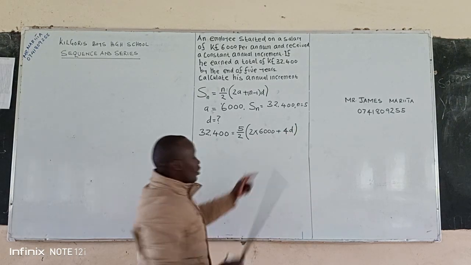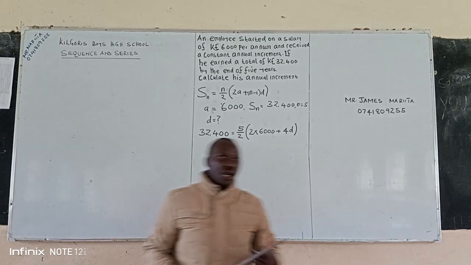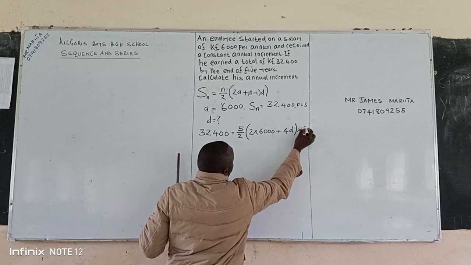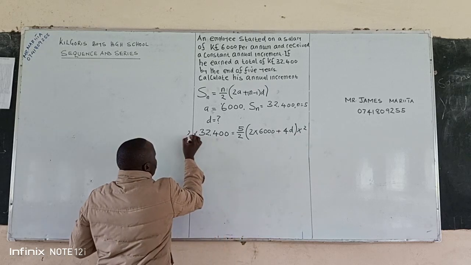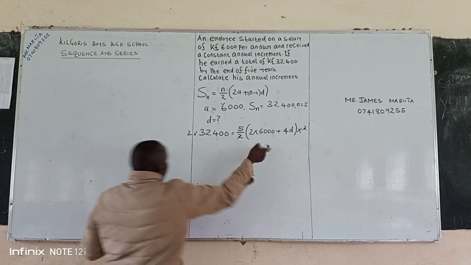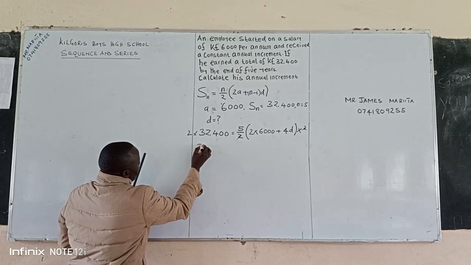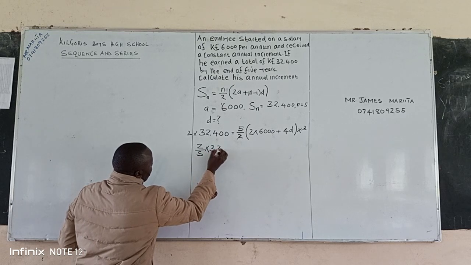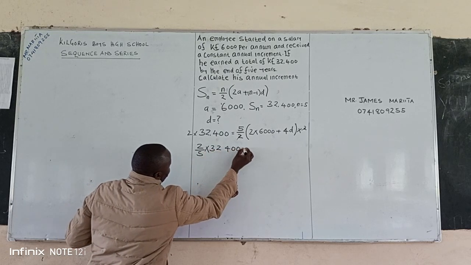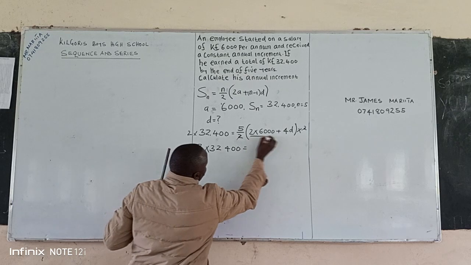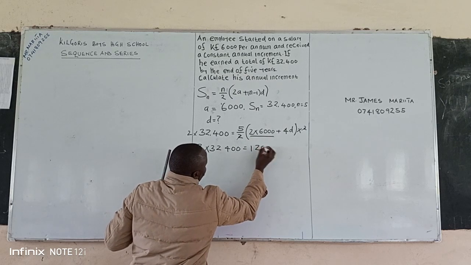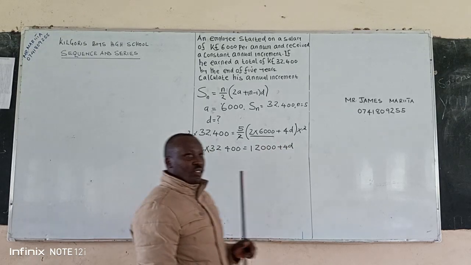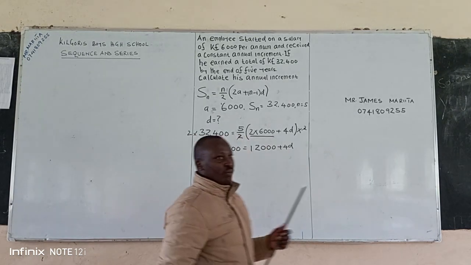Remember, we need to calculate our annual increment, which is our common difference. We can multiply both sides by 2 to cancel the 2, and then divide by 5. We have 2 over 5 multiplied by 32,400, which equals 12,960, equals 12,000 plus 4d.